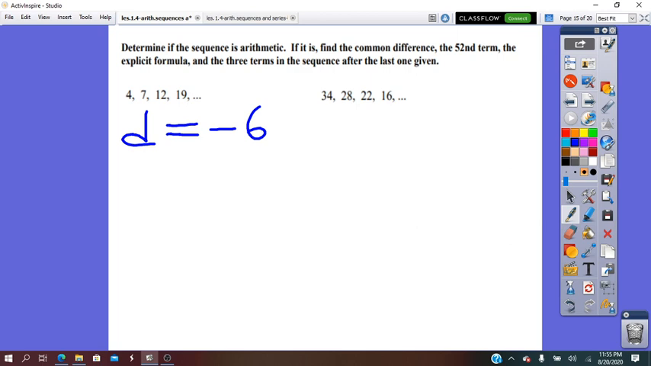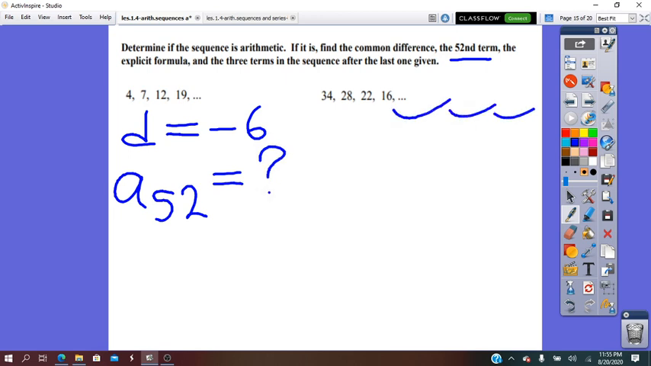in which the common difference is negative 6. If the sequence is arithmetic, then we have to find the 52nd term. The symbol to write the 52nd term is A52. So this one equals what? To do minus 6, minus 6, minus 6, 50 times, it will be very hard. It will take a long time and we can make mistakes. That's why the recursive rule cannot be used.